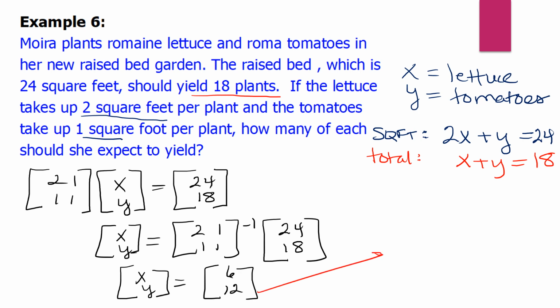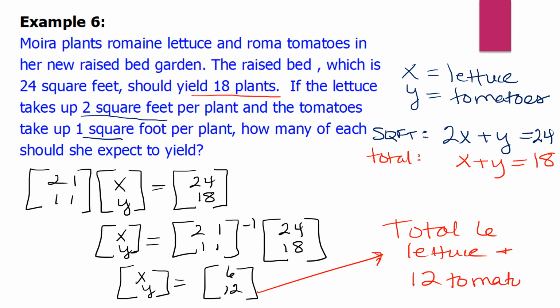Okay, so again, what does that mean in this particular example? So it means that we have a total of 6 lettuce plants and 12 tomato plants. Now that doesn't tell us how well the lettuce plants are going to do and how many tomatoes are on each tomato plant, but how many of them should grow in that square footage.